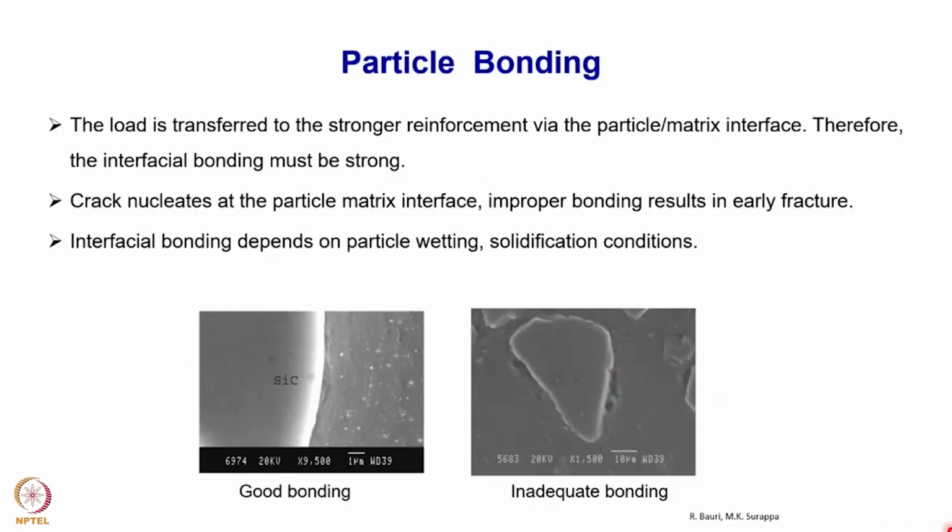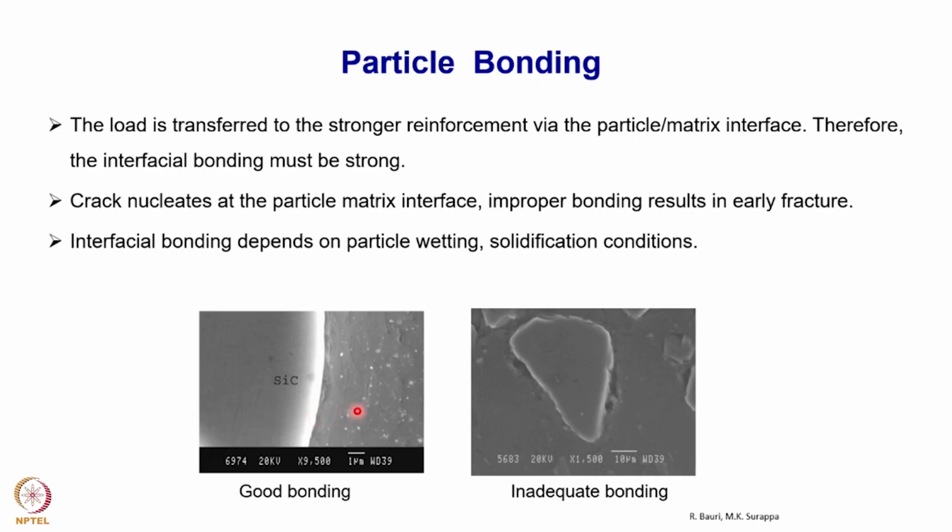This is an image which shows you what kind of bonding we are talking about. This is the finally formed composite material. After the solidification, the composite has been made and then a sample has been collected from that, it is polished and a micrograph is taken in the scanning electron microscope. This is the silicon carbide particle, the left hand side, and the right hand side is the aluminium matrix. This is the kind of bond that we expect to form between any reinforcement and the metallic matrix.